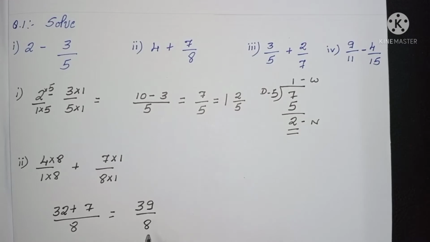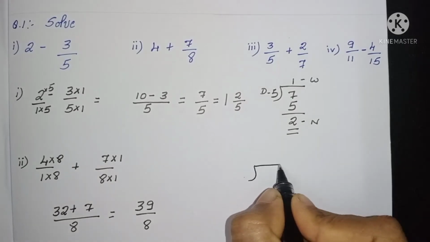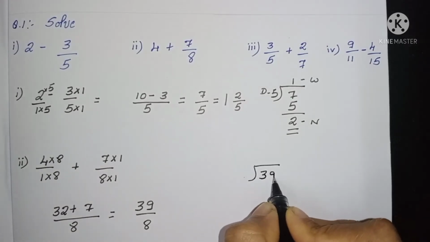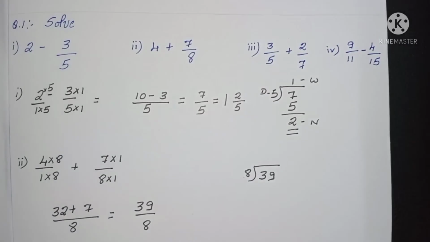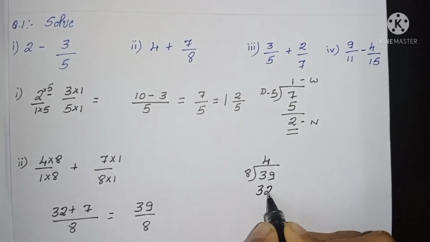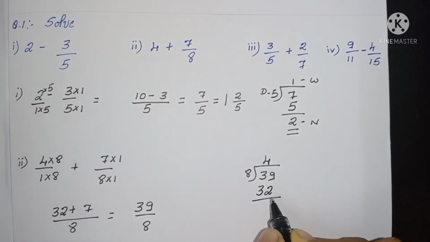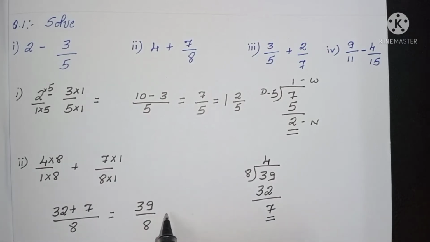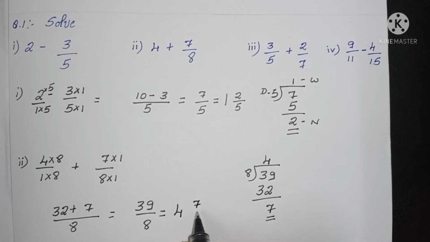So 39 by 8, again it is an improper fraction. Converting into a mixed fraction, we have to divide 39 by 8. That is 8 fours are 32. 39 minus 32, it will give you 7. So when you write it as a mixed fraction, we will get 4 7 by 8.